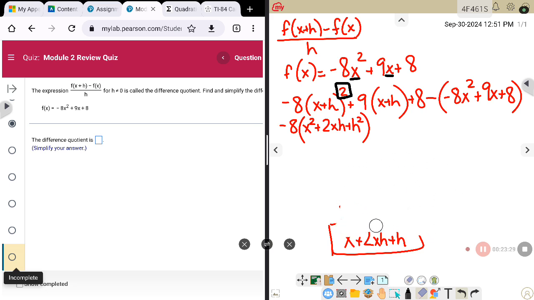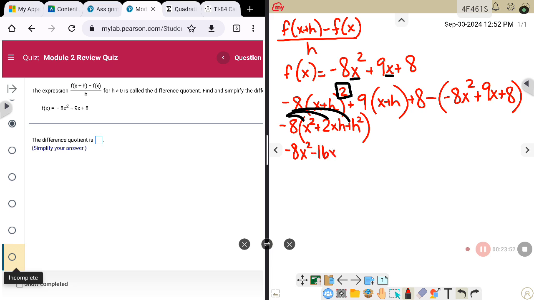So I can work the rest of the problem. So now I'll distribute my negative 8. So negative 8 times x squared gives me negative 8x squared. Negative 8 times positive 2xh gives me negative 16xh. Negative 8 times positive h squared gives me negative 8h squared. Now, moving down, I'll distribute the 9 here. So that's going to give me a plus 9x plus 9h. Bring down my plus 8.